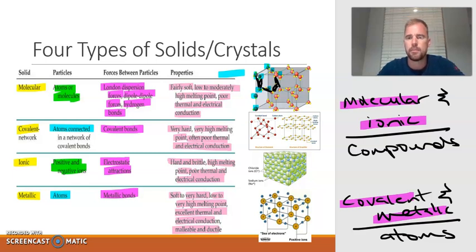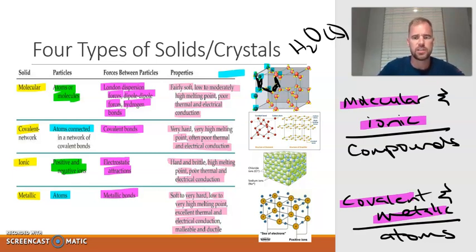So an example of a molecular crystal would be like solid water. We would call it ice. So water is a molecule, but those water molecules in ice, what holds them together are the intermolecular forces, the hydrogen bonds, all of that, right?